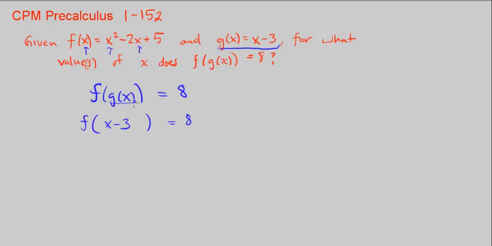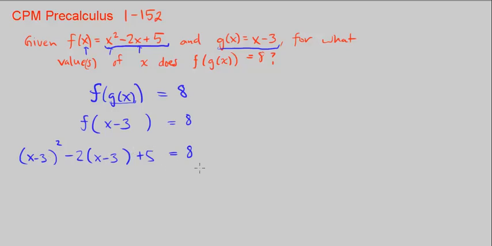So wherever I see an x, I'm going to replace it with an x minus 3. So I have x minus 3 squared minus 2 times x minus 3 plus 5. I'm just copying this down, but now instead of x, I write x minus 3. And I still have equal to 8 on the right.